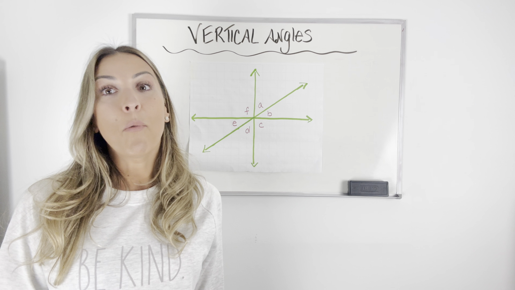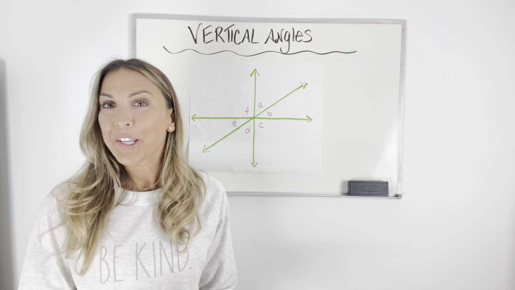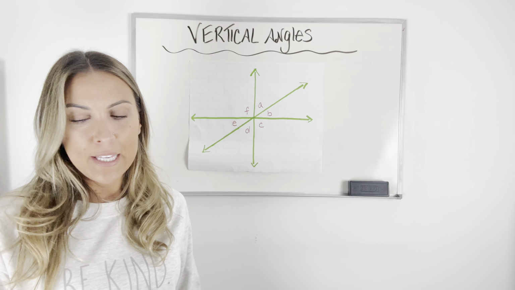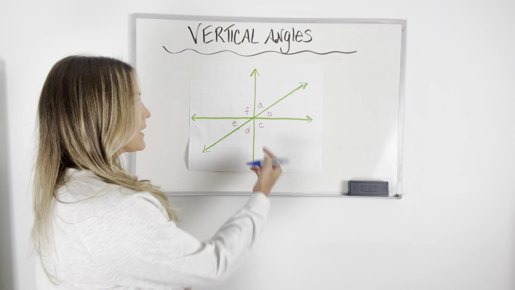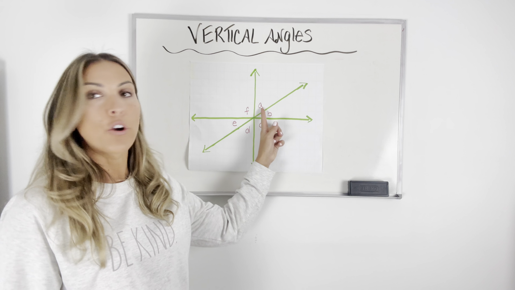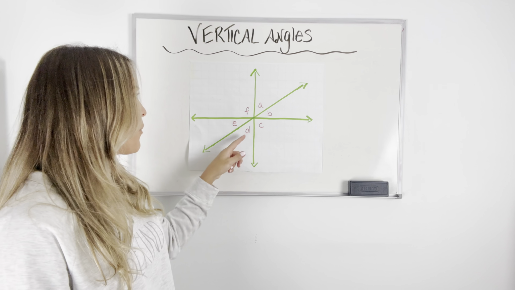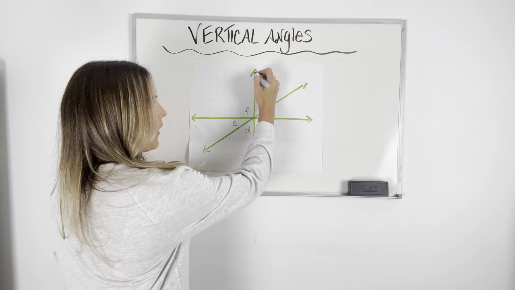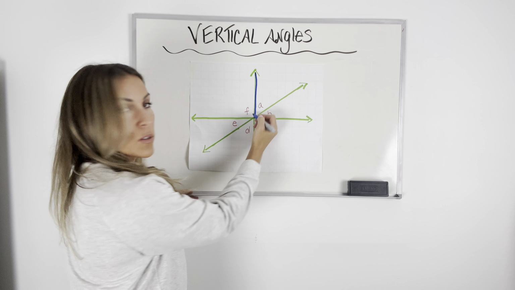Now, sometimes there's multiple intersecting lines and it makes it a little hard to see which angles are your vertical angles. So I'm going to show you a really easy way to figure it out. So let's say I wanted to figure out which angle was vertical to angle A. And I didn't know if it was D or E. It's one of these that looks close. I'm going to take the first ray that makes up A, right? That's one side of angle A.